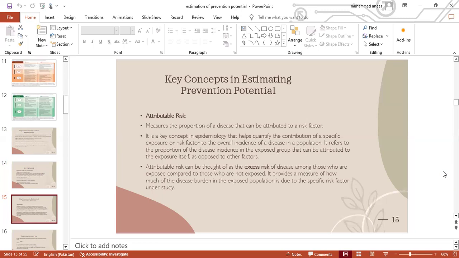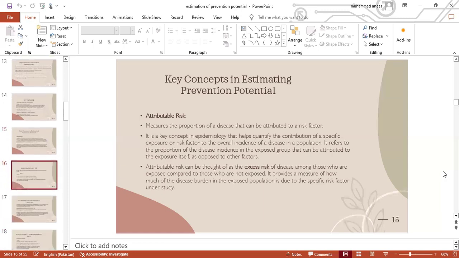Attributable risk can be thought of as the excess risk of disease among those who are exposed compared to those who are not exposed. It provides a measure of how much of the disease burden in the exposed population is due to the specific risk factor under study.